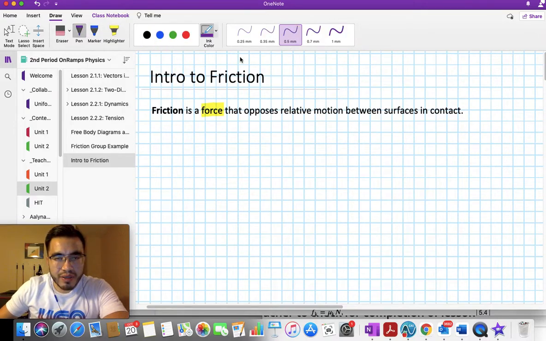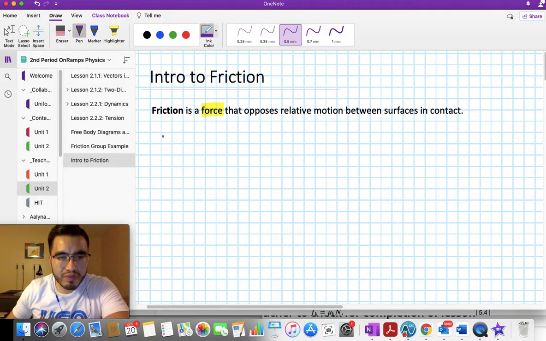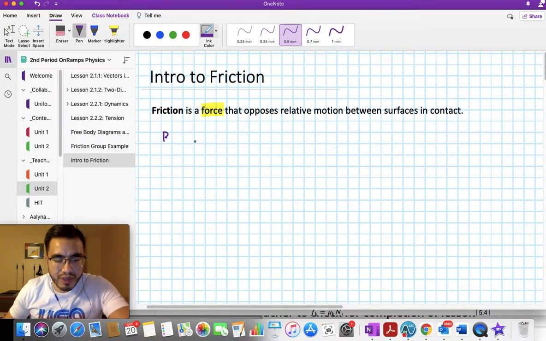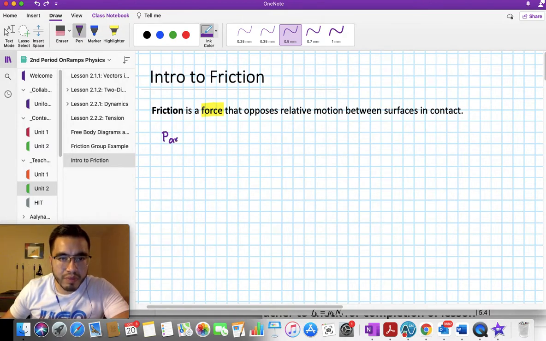And it has two main characteristics, two main things that you can relate to friction. The first one is parallel, so along the same direction. No, not the same direction, sorry, it's parallel.